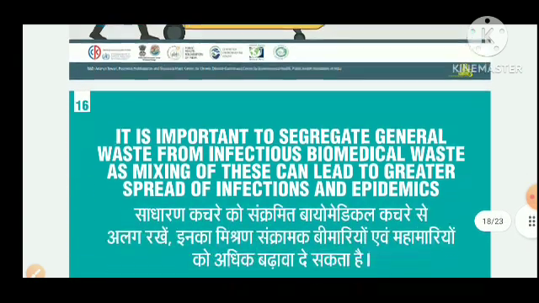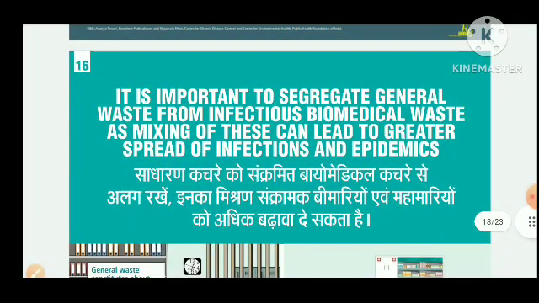Okay, it is very important to segregate the general waste from the infectious biomedical waste, as mixing of these wastes can lead to greater spread of infections and epidemics.